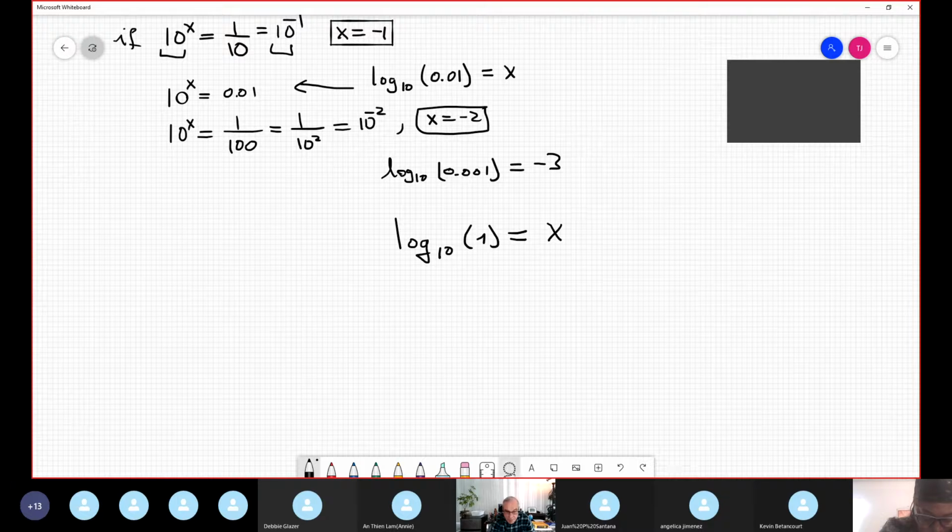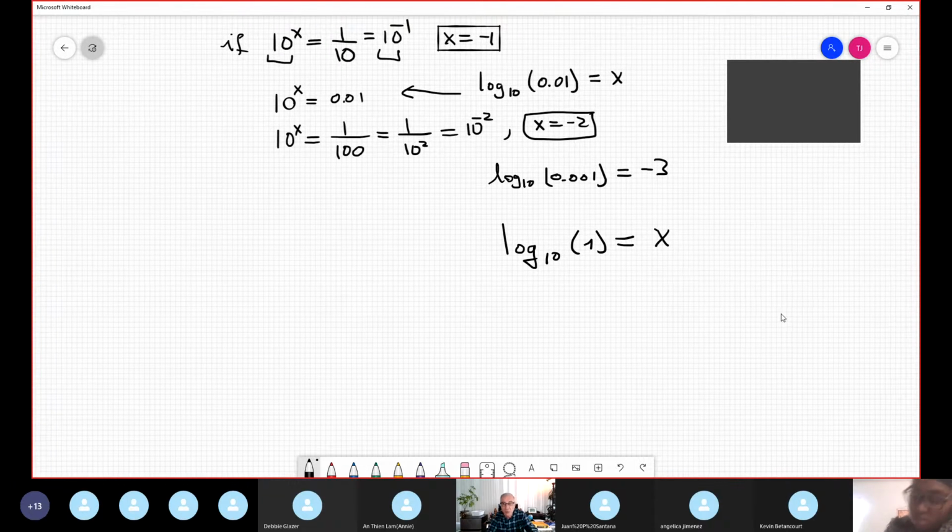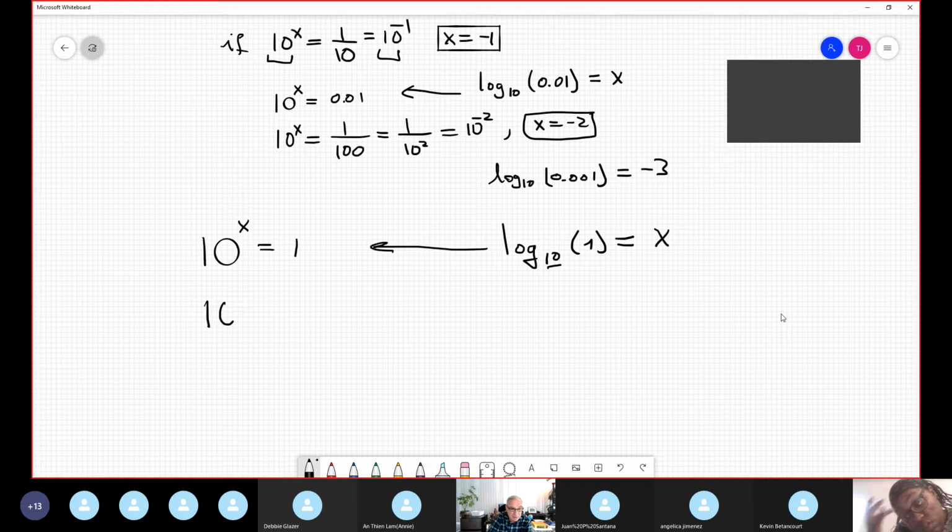Let me see the chat. Some student answers zero. The answer is zero. Let me prove that the answer is zero. Look, you convert this. The base is 10. The exponent, no idea, equals 1. But I know the fact that 10 to the zero power, any number or any expression raised to the zero power is 1. Therefore, the answer is zero.